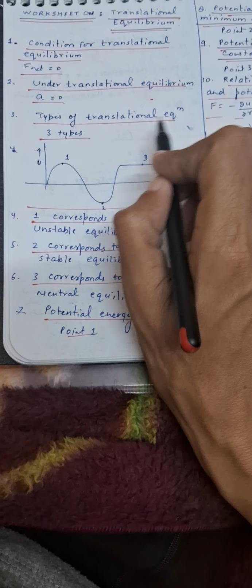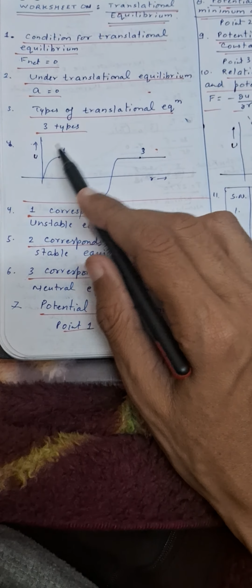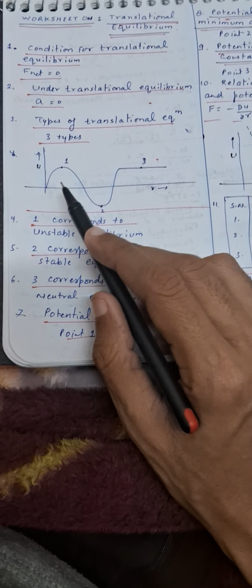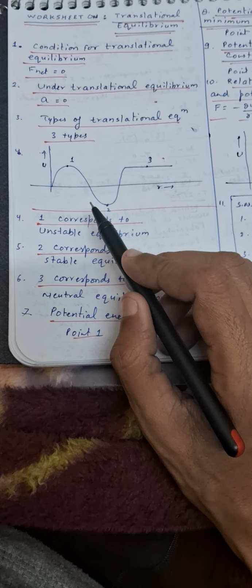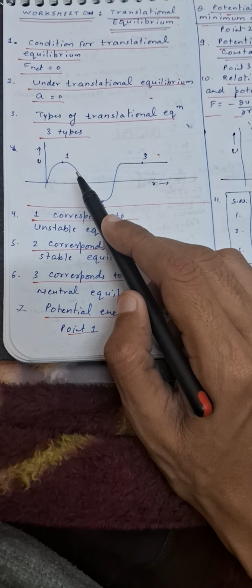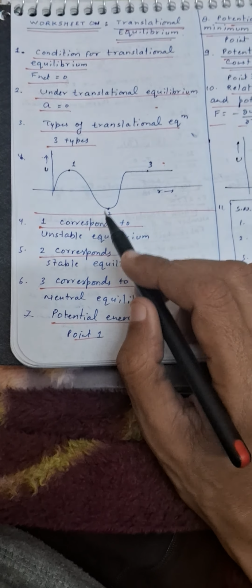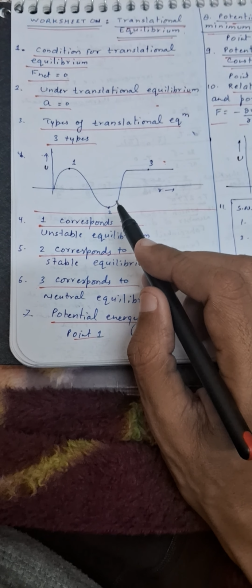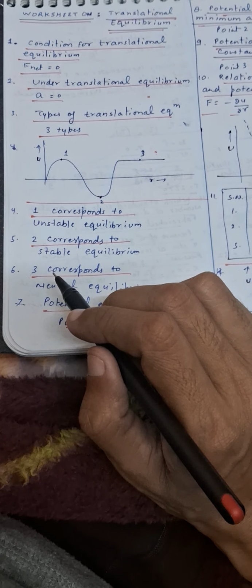Next is the types of translational equilibrium. So there are basically three types, just as shown in the graph. The first is the unstable equilibrium, which corresponds to maximum potential energy, as you can see over the graph. Second is the stable equilibrium, which corresponds to minimum potential energy, as given by the second graph. And neutral equilibrium, at which potential energy is constant.